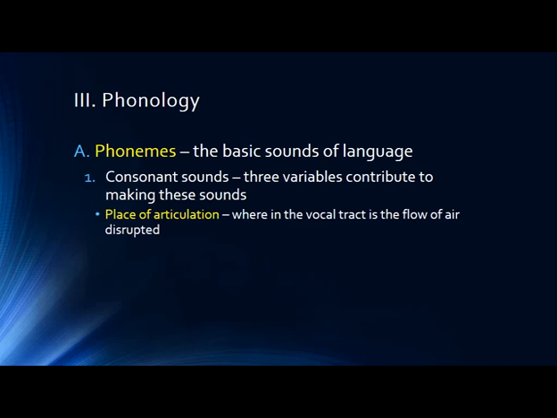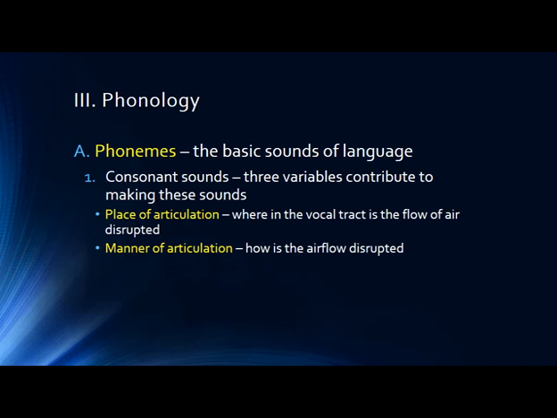Place of articulation. So this is where in the vocal tract the airflow is disrupted. So one sound is sort of towards the back of your throat, whereas another sound is towards the front of your tongue. And that's where you're disrupting the airflow. All hard consonant sounds have a disruption of airflow.